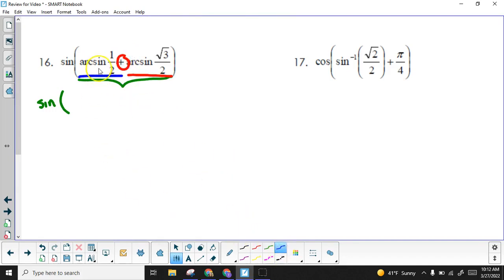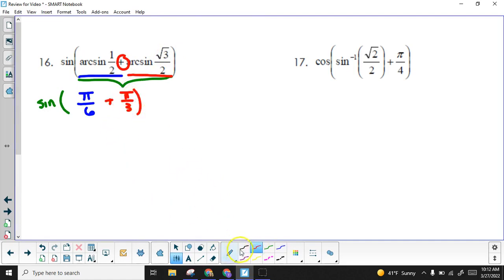Okay, so the arcsine of 1/2, what angle has a sine value of 1/2? That is pi over 6. And now, what angle has a sine value of square root of 3 over 2? And that is pi over 3.